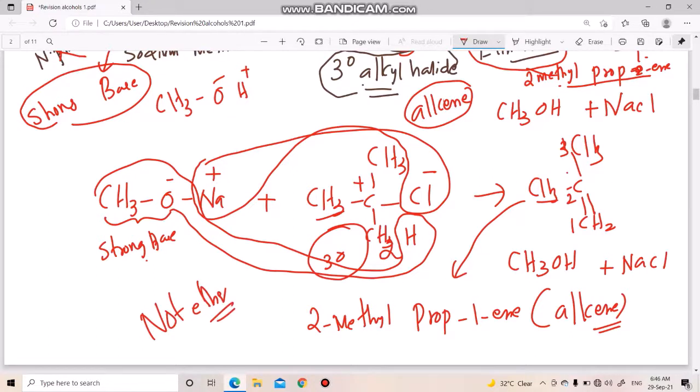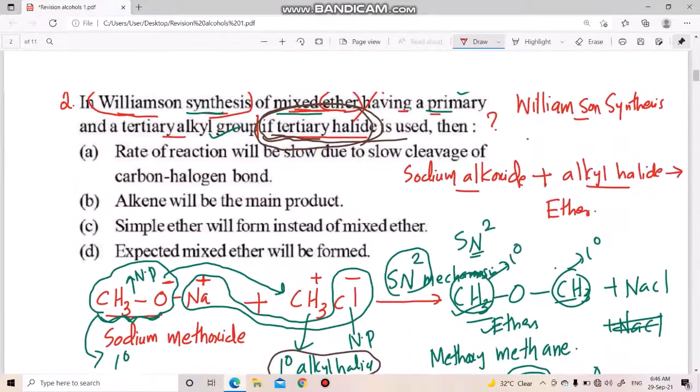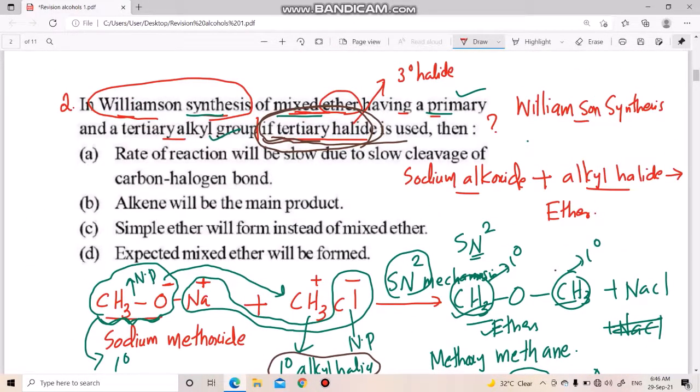Please understand this point. So read this question and tell me the answer now. In Williamson synthesis of mixed ether having primary and tertiary alkyl groups, yes, by using Williamson synthesis we can prepare mixed ether having primary and tertiary alkyl groups. If tertiary halide is used in Williamson synthesis, what is the product? Alkene will be the main product. So this is the correct answer.